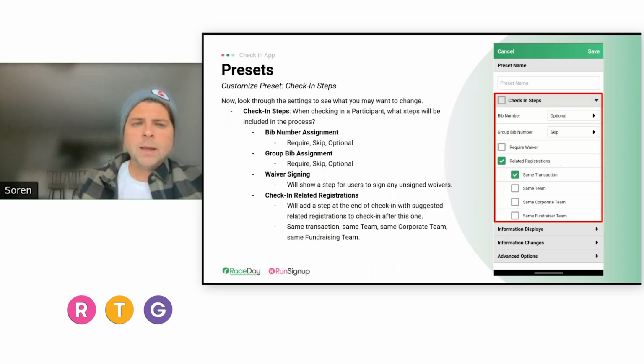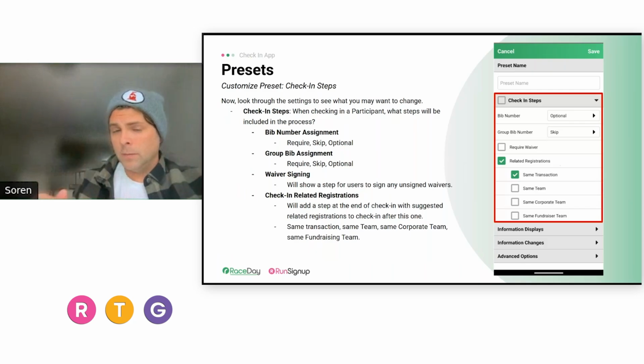So the check-in steps: when checking in a participant, what steps are going to be included in that process? Bib number assignment is probably the most important one of these. If you are doing dynamic bib assignment, you will want to make sure that bib assignment is required. The other options are skip or optional. Group bib assignment would be something like a relay team being assigned a bib for their team on the whole. And again, require, skip, or optional. Kind of a moot point if you're not doing group bibs.